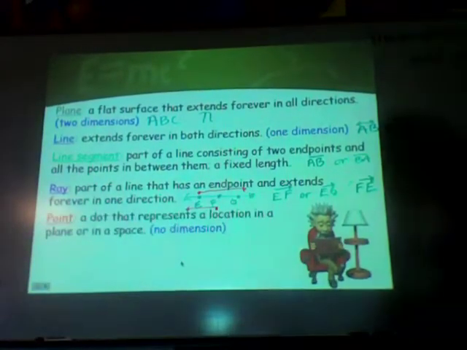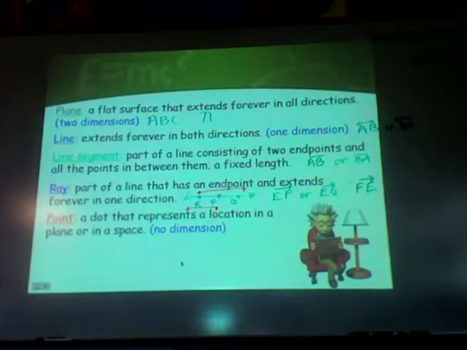All right, so then a point. A point is a dot that just represents a location in a plane or in space somewhere. Points have no dimensions. Yeah, we can see a point, but when we see a point, we're really seeing the intersection of 2 lines or the intersection of 3 planes or something like that. It's really hard to see an exact point.